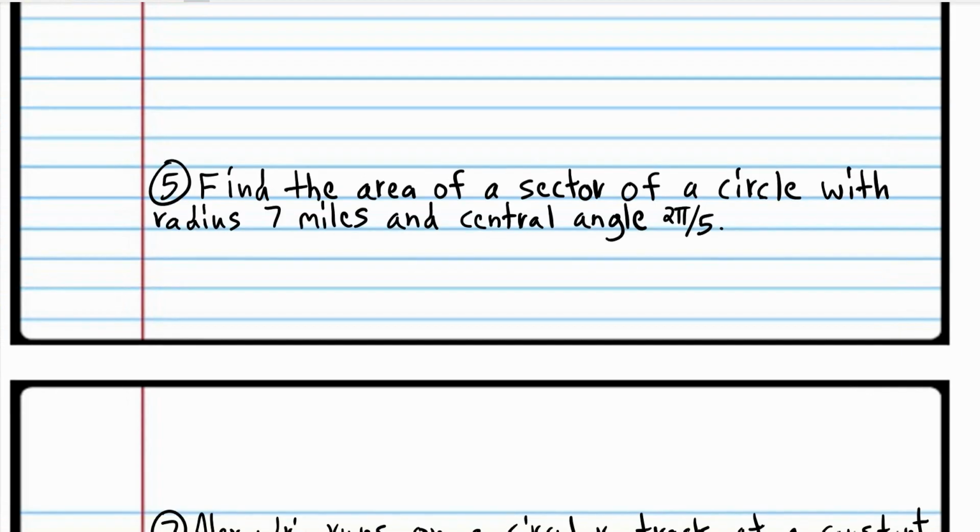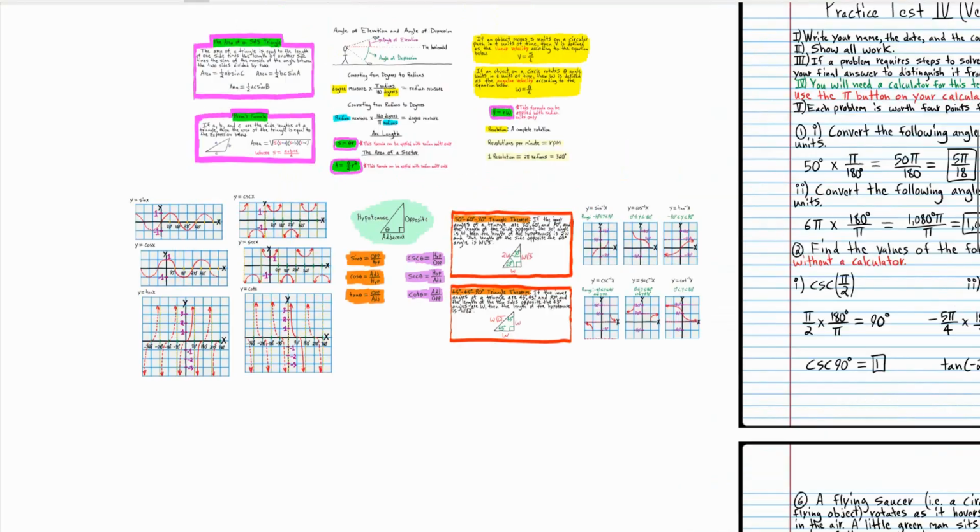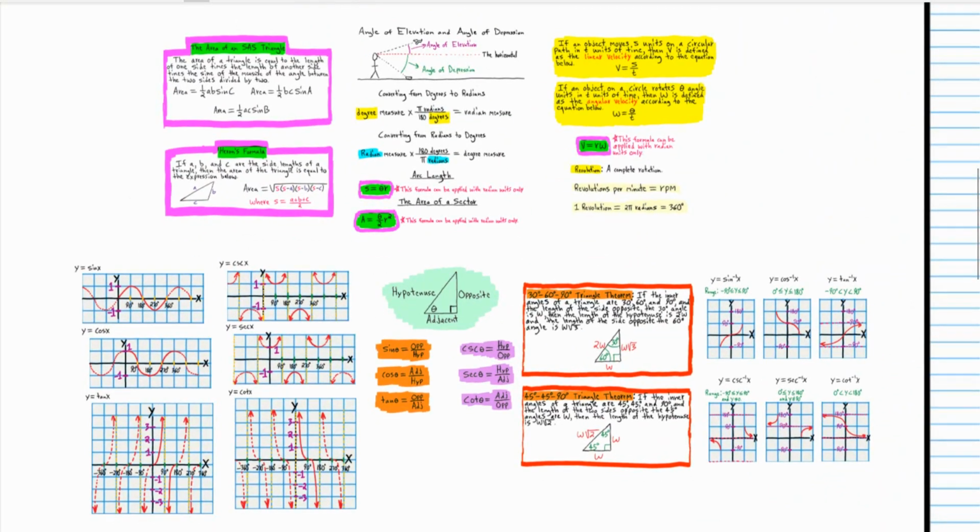Alright, find the area of a sector of a circle with radius 7 miles and central angle 2 pi over 5. Notice that there's no degree symbol, so that's assumed to be radians. Try number 5. When you come back, we'll do it together. Okay, we're back. You need your formula. I'm going to give you one more chance to take a picture of all this stuff. We're using this formula here.